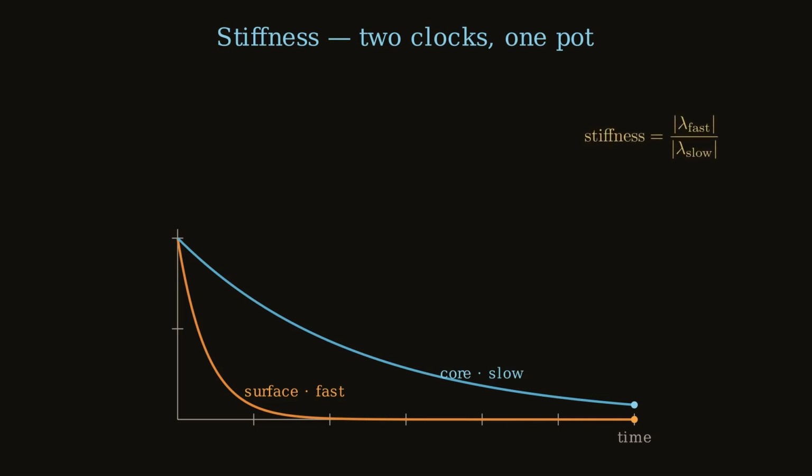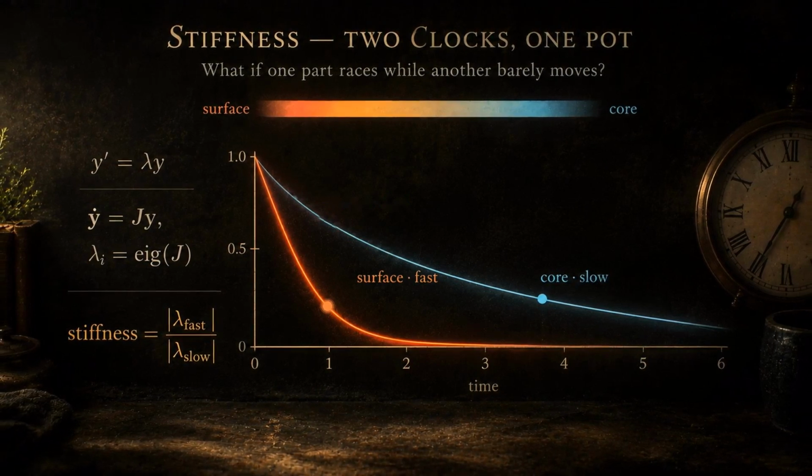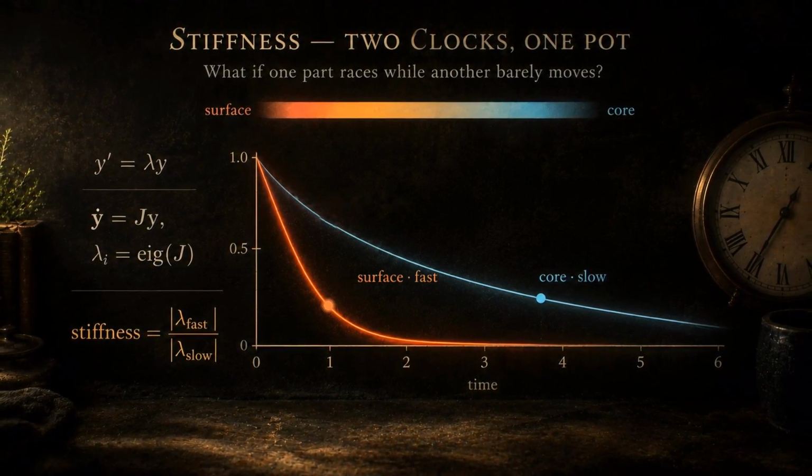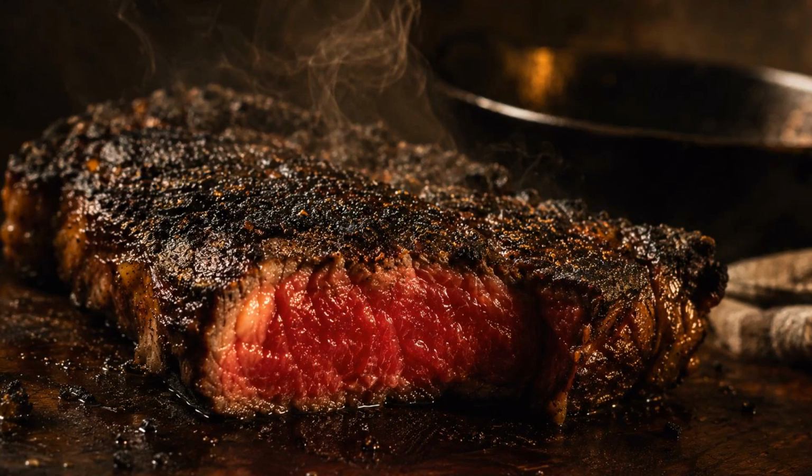And here's the definition that matters. Stiffness is the ratio, the fastest rate divided by the slowest. When that ratio is huge, the system is stiff, not big, not complicated. Two clocks, far apart.